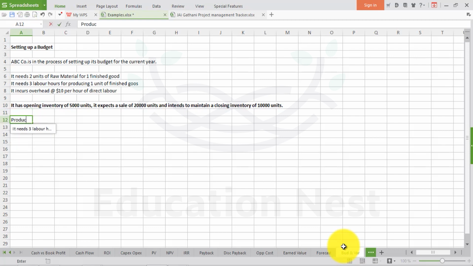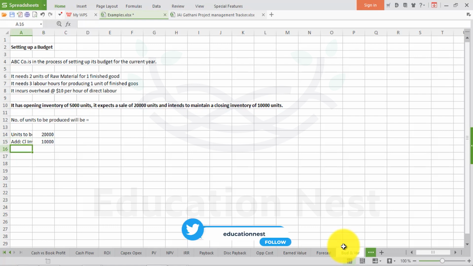The number of units to be produced will be equal to how much? The simple formula is that you already have an opening inventory, you are expecting to sell a particular quantity, and you intend to maintain a closing inventory also. So units to be sold is going to be 20,000 units. Add the closing inventory, another 10,000 units.